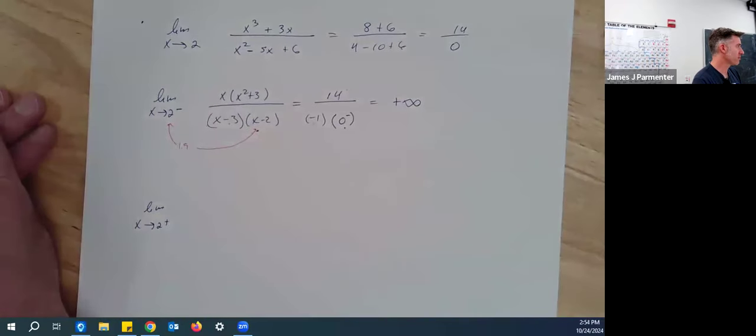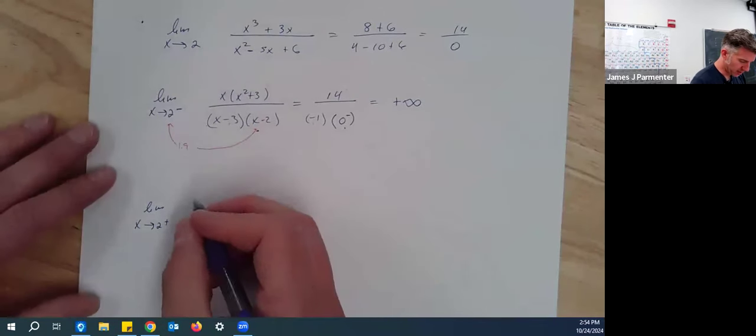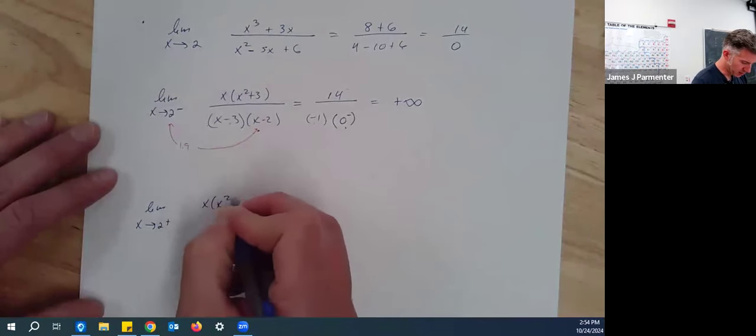infinity. Because when you divide by a really big number, the fraction gets super small. When you divide by a very small number, the fraction gets super big. Let's do the same thing down here. Same expression.